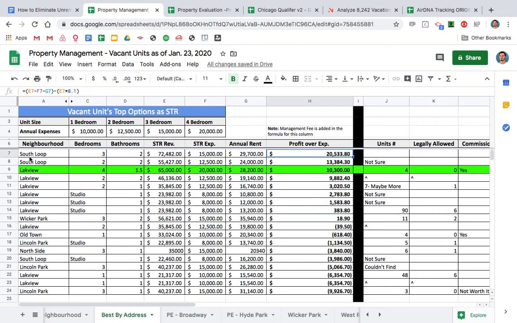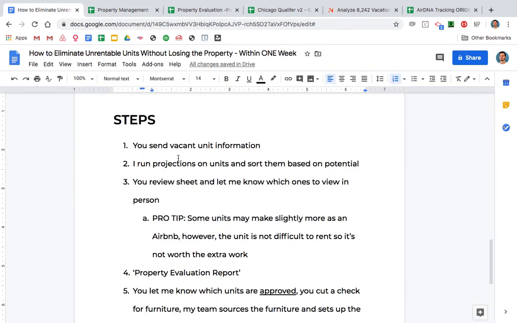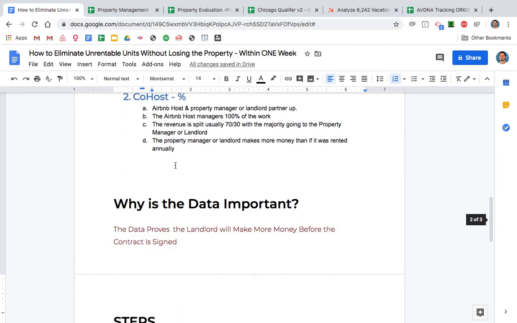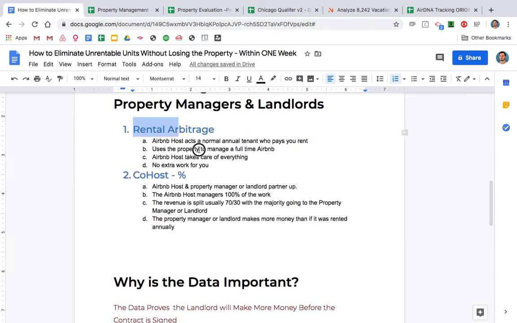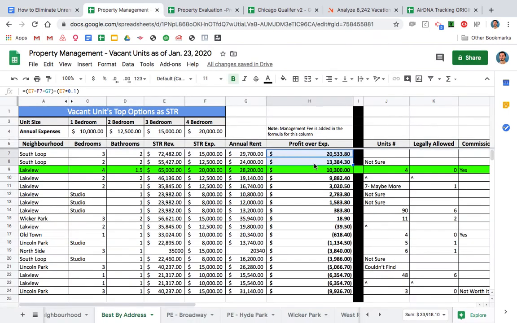Even in this scenario, the reason that we didn't do this one or this one was just simply because of the regulation rules. However, they make great Airbnbs. I think I mentioned this at the beginning of the video. If you were doing the rental arbitrage model, and you have somebody paying you rent, right? I'm just going to throw this in here.